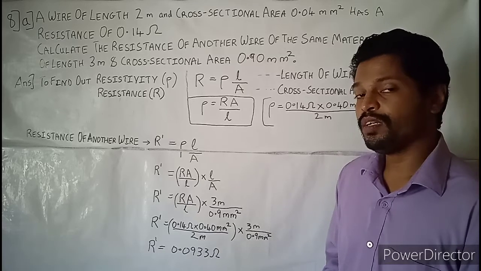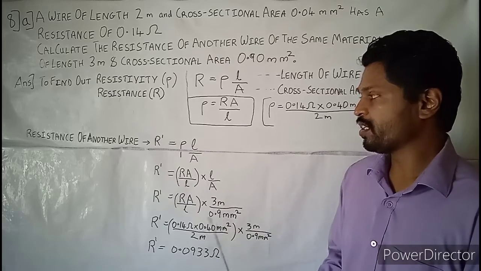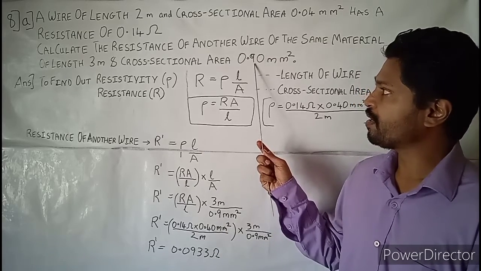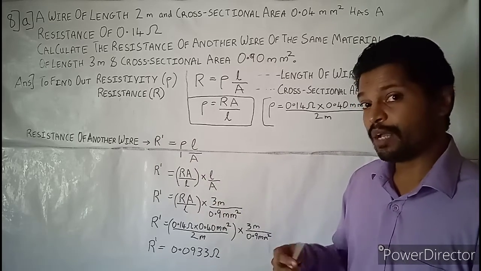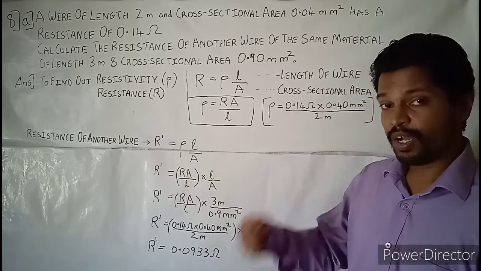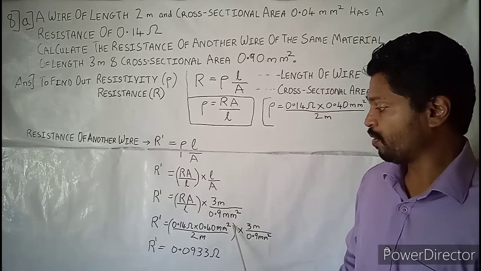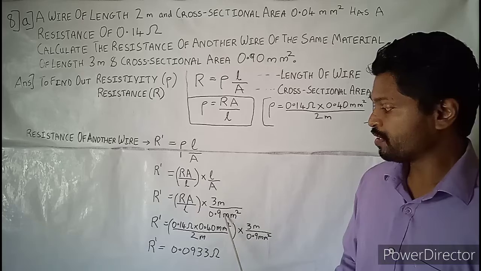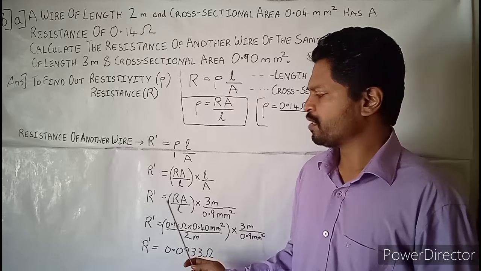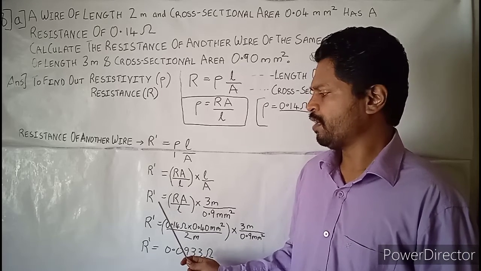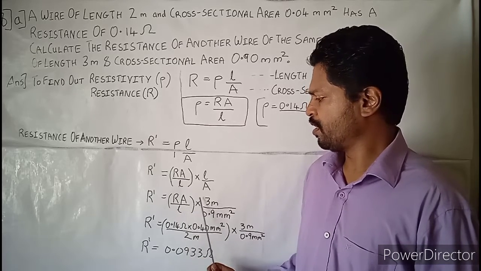This is the dimension of the another wire, and you have to put 0.9, that is the cross section area of the new wire. So these 3 meters you have substituted over here. This is the dimension of the new wire, and the cross section area 0.9 millimeter square you have put over here. Just remember this is of the first wire, this is of the second wire. So this is R dash, the resistance of the second wire. Here you will be putting all the parameters of the first wire, there the second wire.